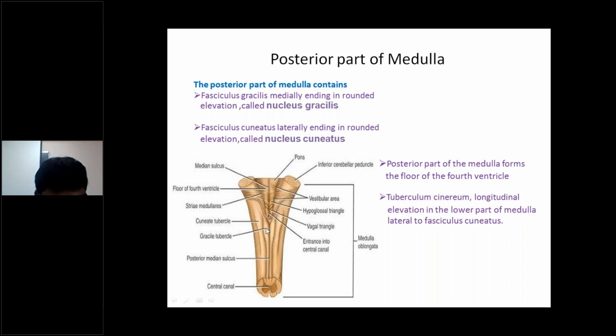This medial one is nucleus gracilis, from the spinal cord. See properly, this medial one is nucleus gracilis and this lateral one is nucleus cuneatus, right? So don't think this is nucleus cuneatus. This is tuberculum cinereum. They have marked this as a question. Everyone marked this as the answer, but this is tuberculum cinereum. This is nucleus gracilis. Remember that thing. Please take a screenshot.